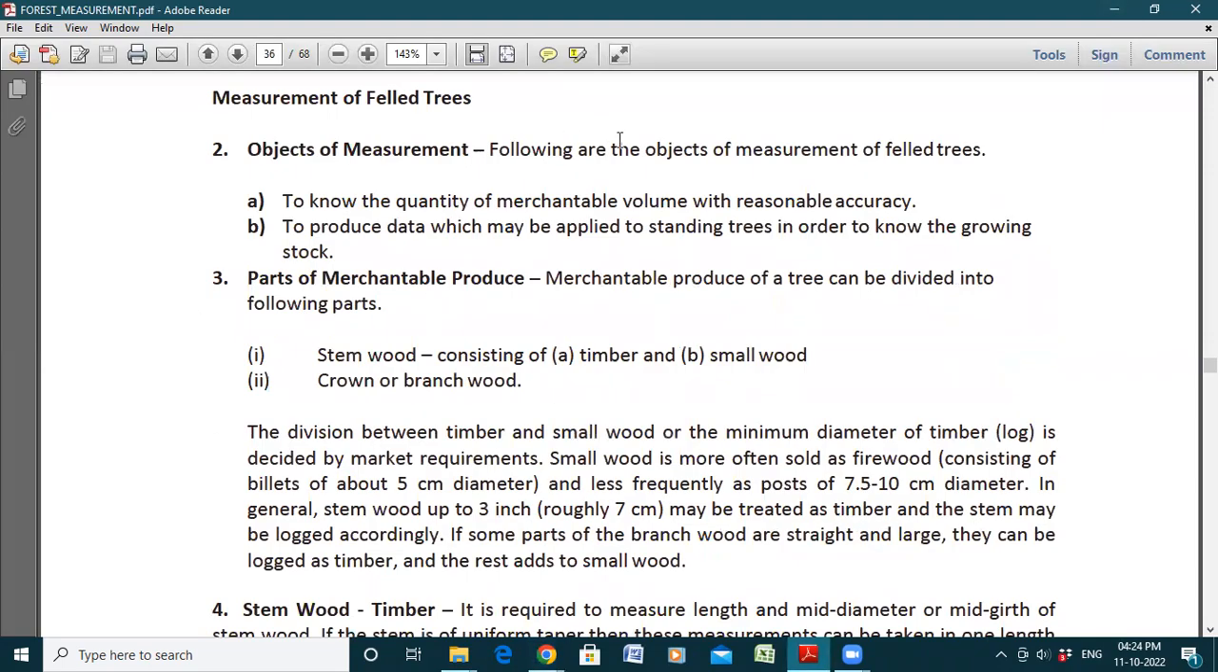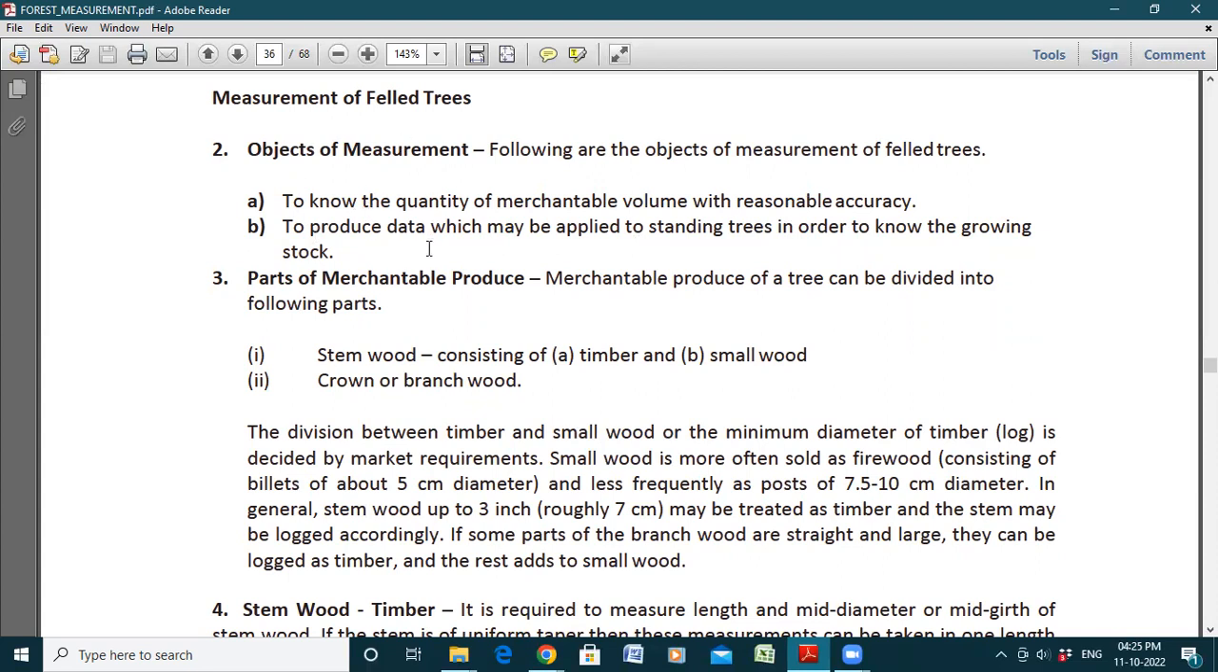Now, objects of measurement. Following are the objects of the measurements of fell trees: to know the quantity of merchantable volume with reasonable accuracy, and to produce data which may be applied to standing trees in order to know the growing stock. These are the objectives, obviously.